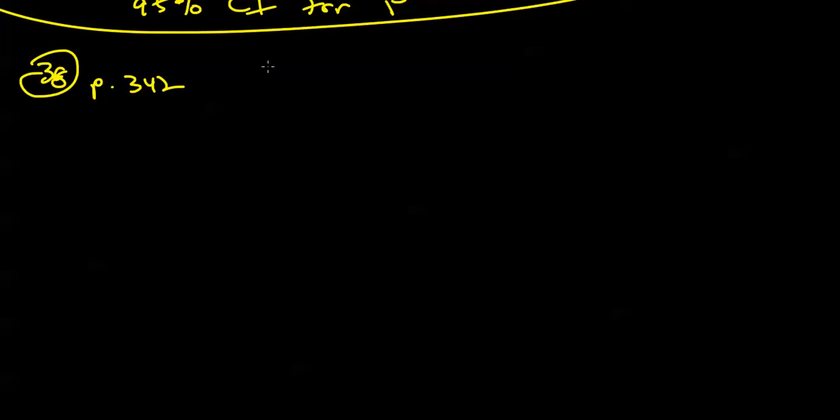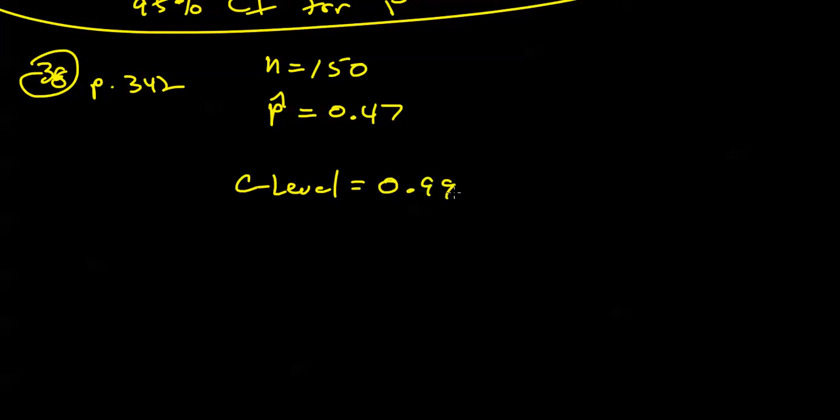All right, so let me write down some of this given information here. We've got 150 senior executives. 47% said that the most common job interview mistake is to have little or no knowledge of the company. That's a sample proportion. So that sample proportion is 47 or 0.47, right? The level of confidence that we desire in constructing this confidence interval is 99%. Remember, the typical values are 90%, 95%, and 99%. So I'm going to say 0.99.